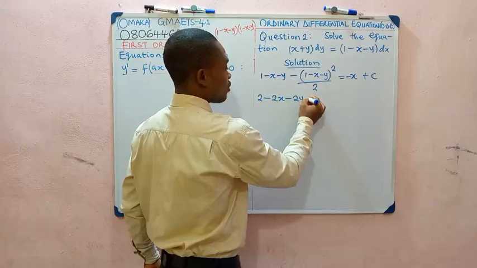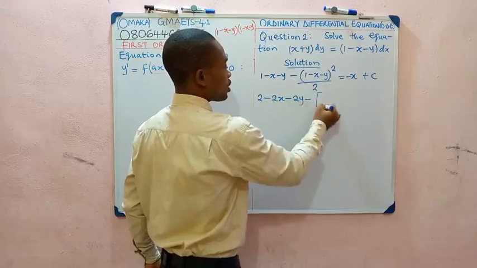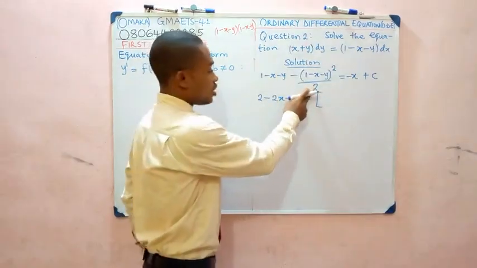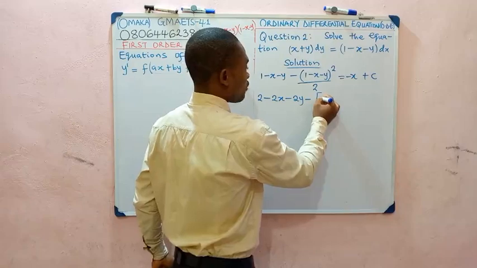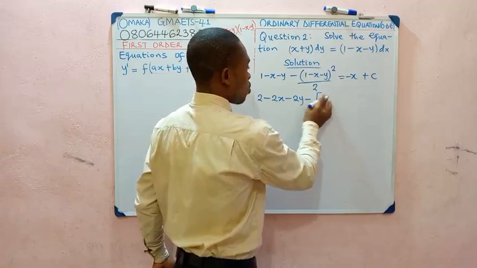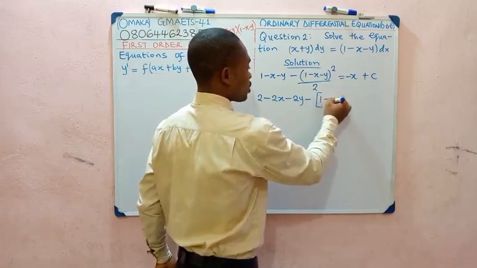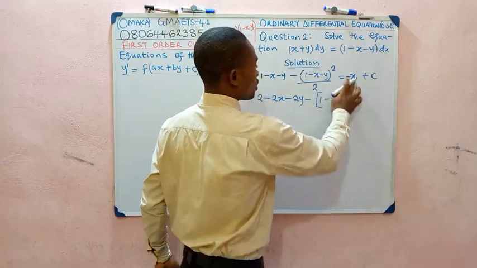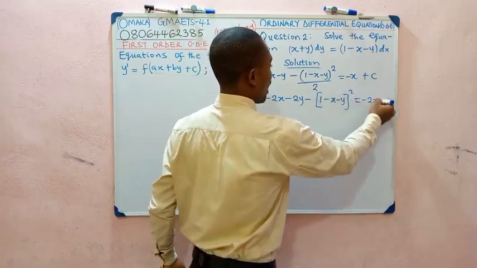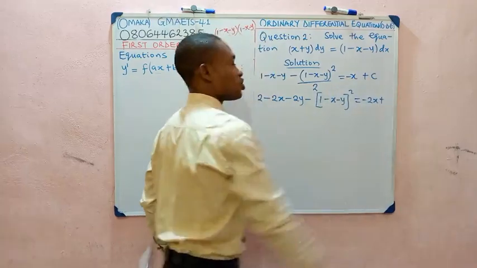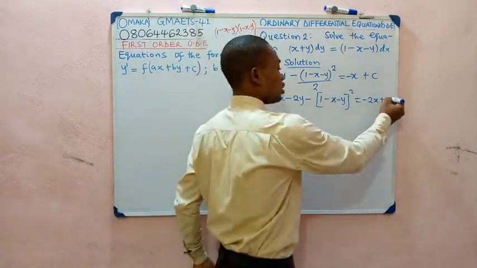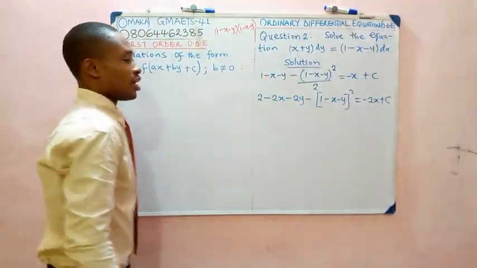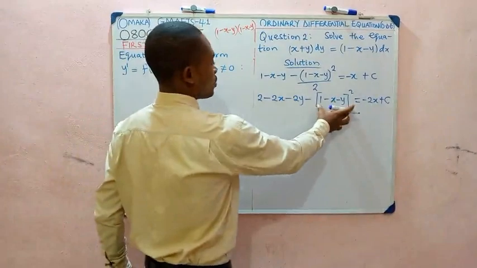Coming to this term, you have your minus, open your bracket. If this 2 multiplies this bracket, it will cancel itself out as the denominator. So you still have minus, you still have 1 minus x minus y all squared. Then equal to 2 times minus x will give us minus 2x plus 2 times c is 2c. Constant of integration, which will still give you what? Your constant c. Good. We are going to expand this bracket now.